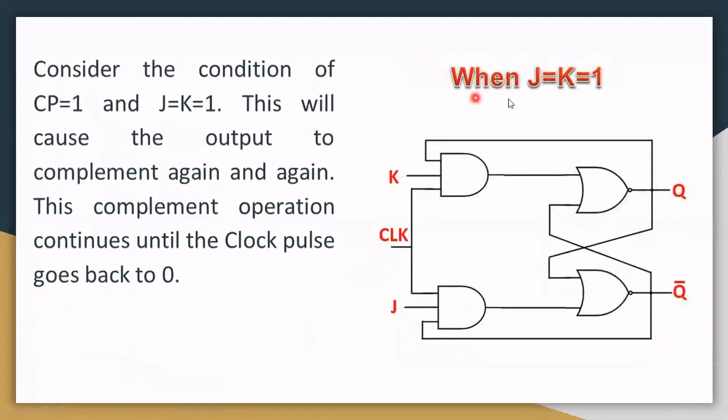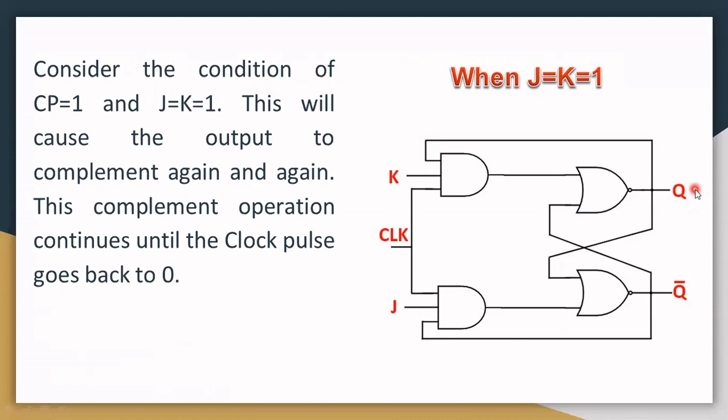As stated, when J is equal to K is equal to 1, when we are giving both the inputs high, the output will complement in each clock. That means, suppose in the previous state, Q is equal to 0 and Q dash is equal to 1. When clock is high and when J and K is equal to 1, we get the reverse. In the next cycle, it gets reversed or complemented. Therefore, in each pulse, the output will toggle. So this state is called a toggle state.